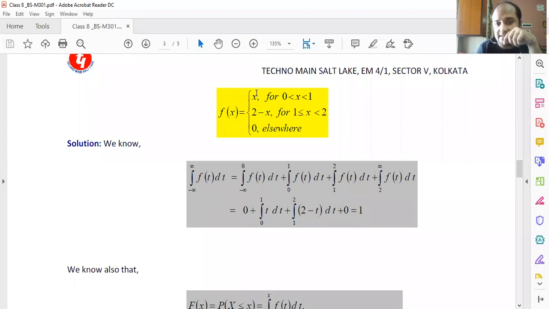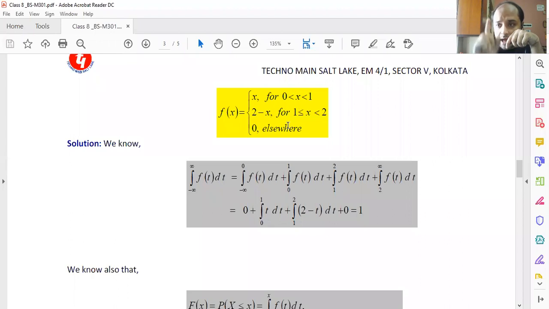So my fx is this. When x lies between 0 and 1, the value of fx is x. When x lies between 1 and 2, the value is 2 minus x. And it is 0 when x is less than 0 or when x is greater than 2. Here I can consider the negative values of x, because the square root symbol is not there. So you can say that if x takes negative real numbers, the probabilities are 0. In the previous case it was not possible for us to say this.